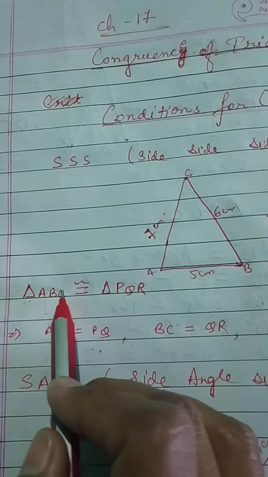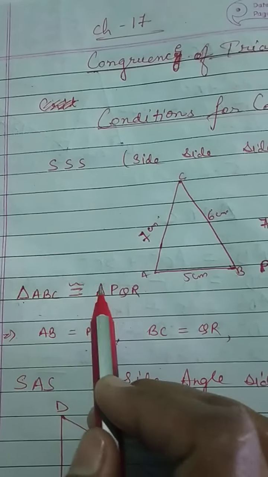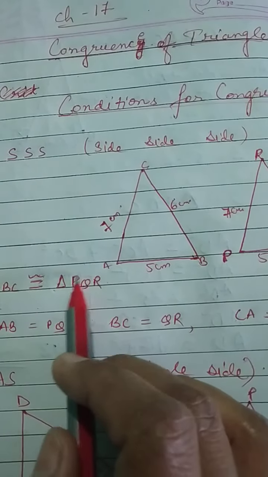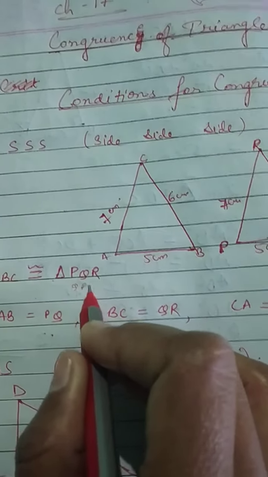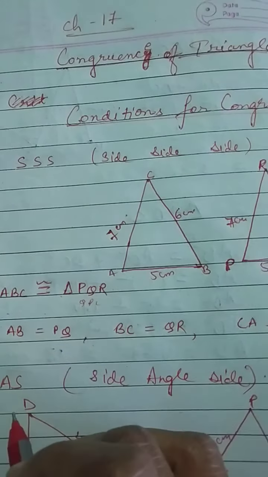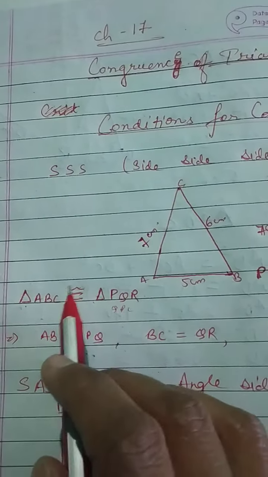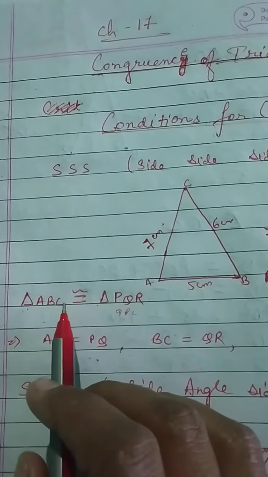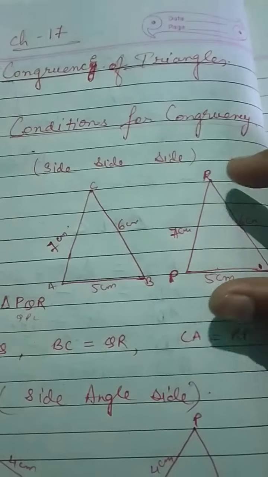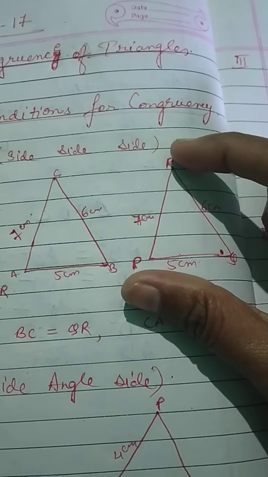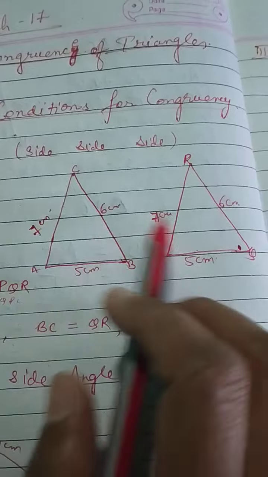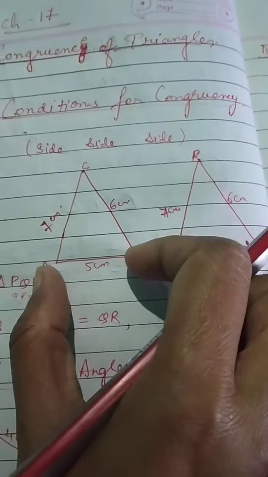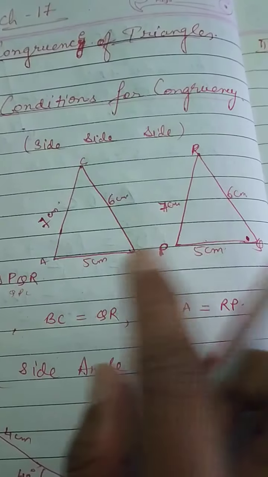So how will we write it? Triangle ABC is congruent to triangle PQR. Why have I written here PQR only? Why not QPR or why not RQP? This is very important because you have to write the corresponding sides accordingly. Corresponding sides means the sides which are equal, AC is equal to PR, so both are corresponding sides. This is equal to this, so both the sides are corresponding sides. This is equal to this, so both the sides are congruent.